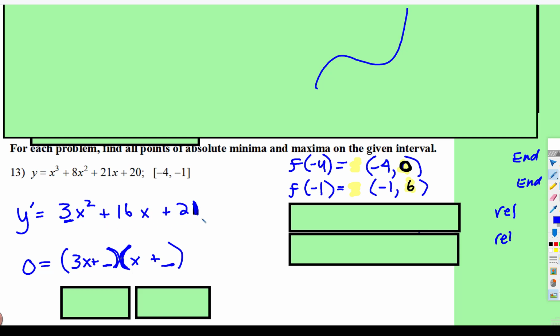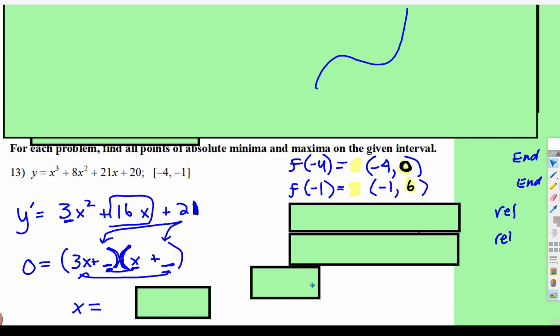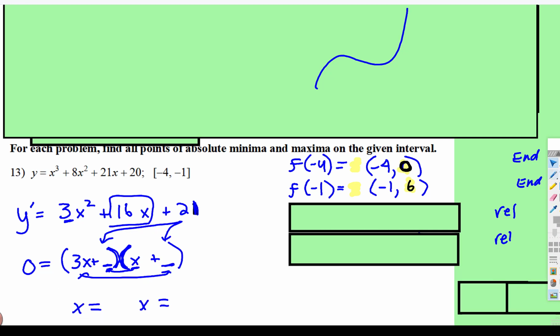Well, now you're going to have factors of 21 go into the blanks, but remember it'll be 3 times one of the factors plus this x times one of the factors, and they have to add up to 16x. So let's see what I did down here. Oh, I just left x is equal. So if I put 3 there, that means 7 would go here. And look at what we have.